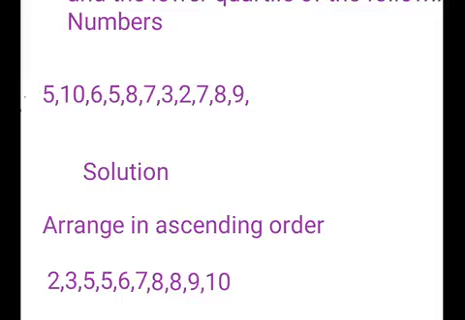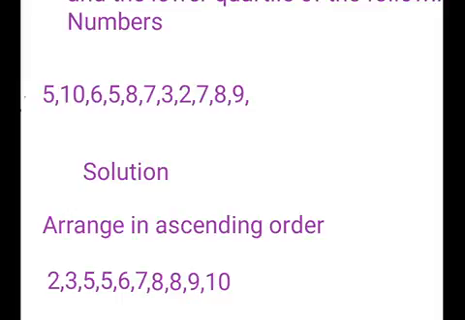Last time, we looked at how to get the median of ungrouped data, and we said we get the middle of the data by cancelling out. We just cancel the numbers from the left hand side and the right hand side, then get the middle value. The one that remains is your median. Or if two numbers remain in the middle, you add them, then divide by 2. So today we want to look at how to calculate the upper quartile and the lower quartile of ungrouped data.